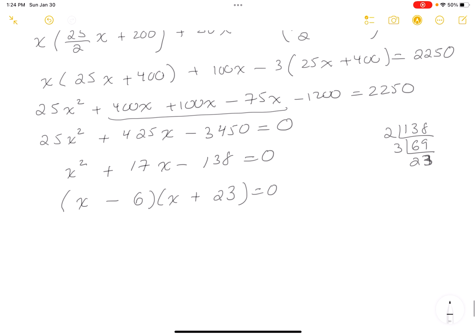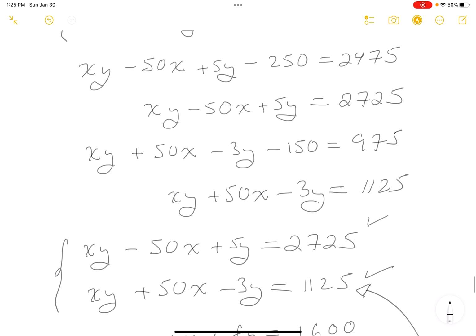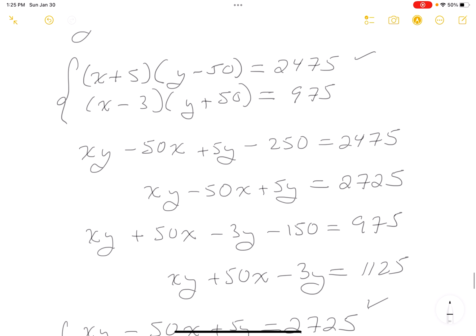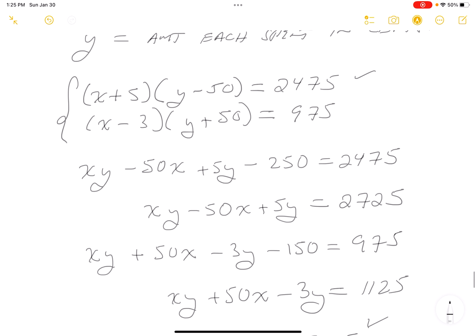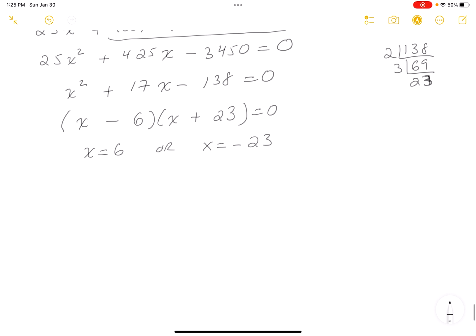Now, by the way, I'm no longer thinking about the problem, to be honest with you. I'm thinking about this solution to this thing. And the solution to this thing is x equals 6 or x equals minus 23. But I got to be honest with you, if I just went back to the original, all that work I did, right? Am I going too far in this one? Oh, x is the number of people. You can't have minus 23 people. Not possible. But there's going to be 6 people.